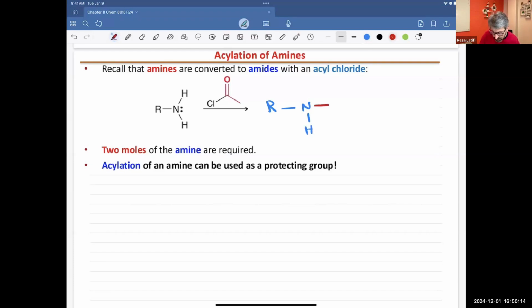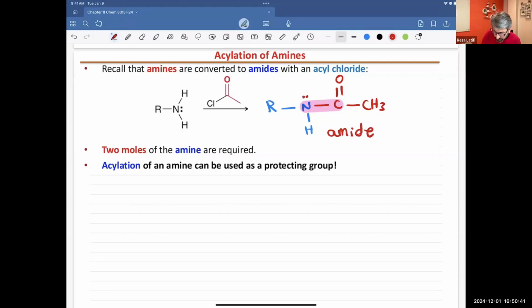Now we pair the nitrogen with carbon. That carbon is attached to oxygen and, let's say, CH3, for example. So now we have a connection between nitrogen and a carbonyl group, and that's going to give us an amide.